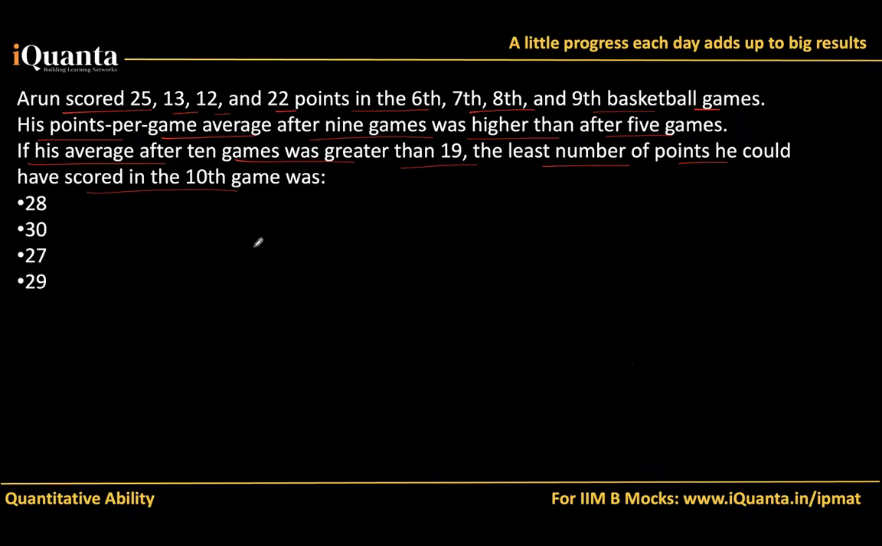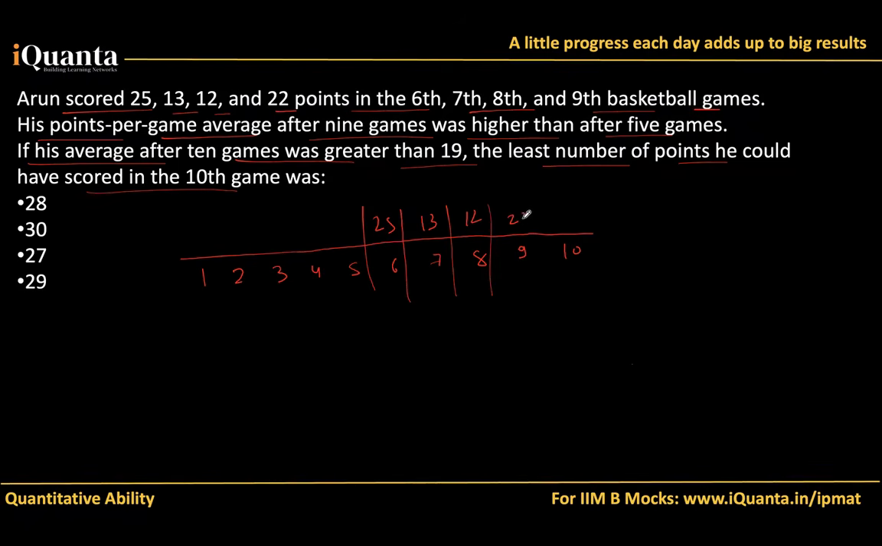So we have been given that there is game 1, game 2, game 3, game 4, game 5, game 6, 7, 8, 9, and 10th game. Okay, let's talk about these. We have been given his points in the 6th, 7th, 8th, 9th game. 6th, he got 25. 7th, he got 13. 12 in 8th. 22 in ninth. We do not know his points in the 10th, neither in these.